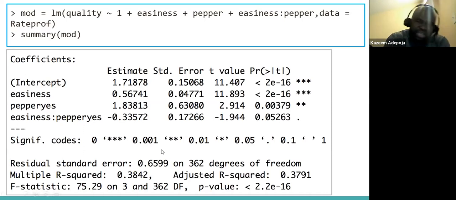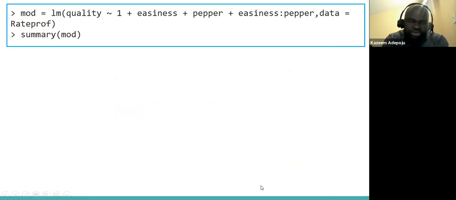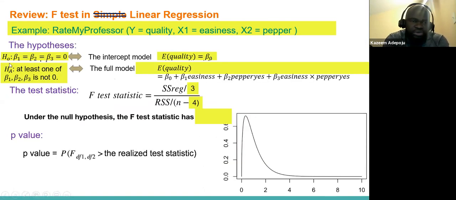But looking at the model in entirety, the model is good. Okay? Because the p-value here is the one that is associated with the F statistic value here. The model is adequate. The model is good. But which means with this p-value, we are actually going to reject this hypothesis.